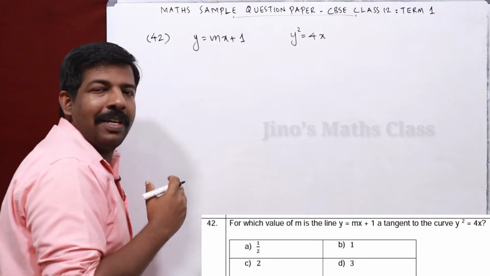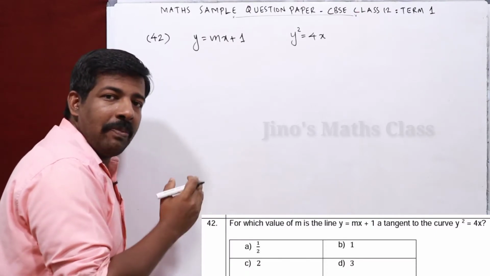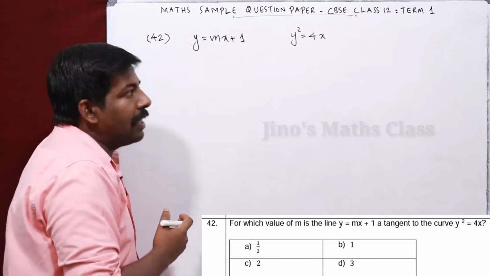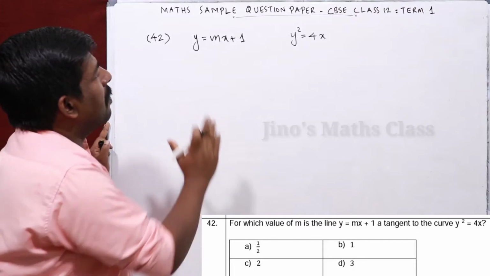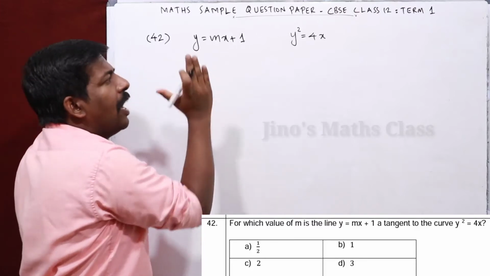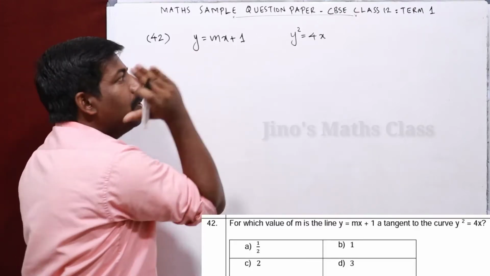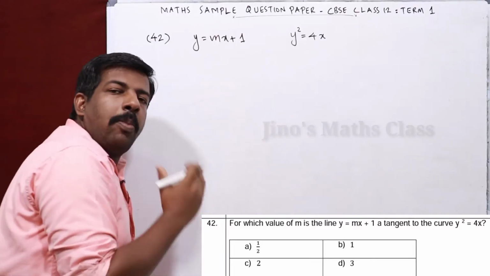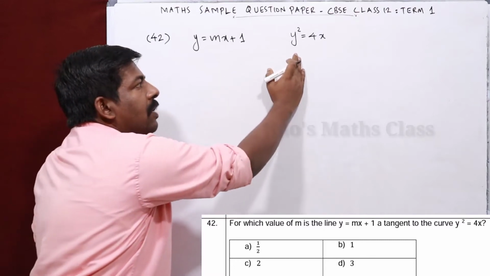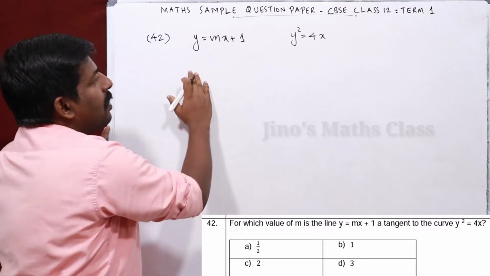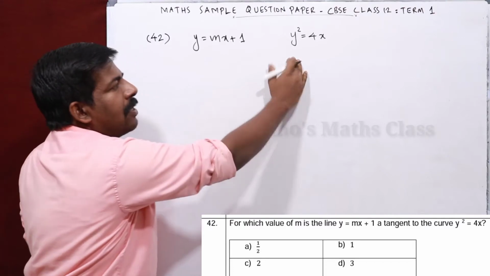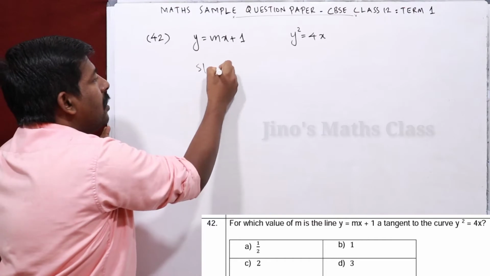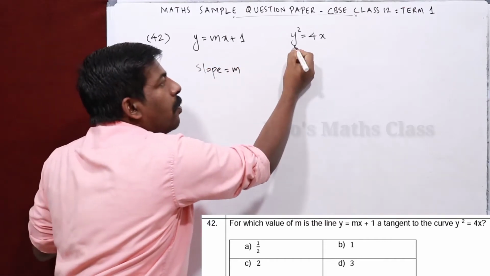Question number 42, here they are asking to find the value of m when this line y is equal to mx plus 1 is the tangent of the curve y square is equal to 4x. So here m is the slope of this line, and we know this slope is equal to derivative dy by dx of the curve, because the slope of the tangent of the curve is dy by dx. So that's why here we can find dy by dx with respect to x, and we can equate with the slope m. So here a slope that is equal to m. So here a slope means dy by dx.